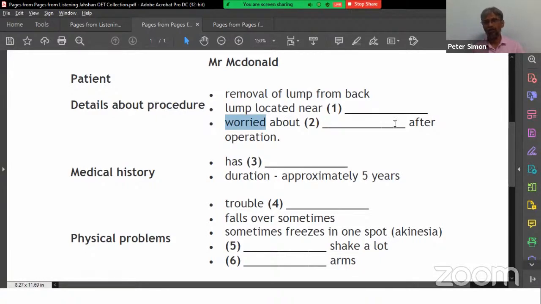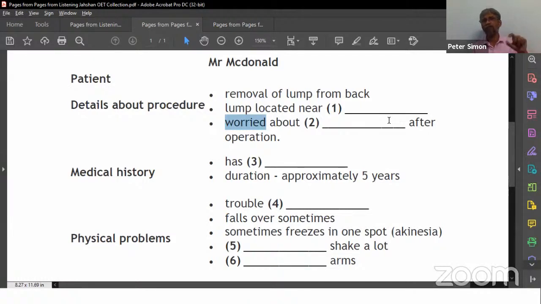Worried about something. Something is a noun. So try to understand. Most of the questions will be based on nouns. Located near something or someone. Only two things will be there. An object or a human being or some animal, animate or inanimate objects. So here something means inanimate, someone means animate. It may be even any animal also.